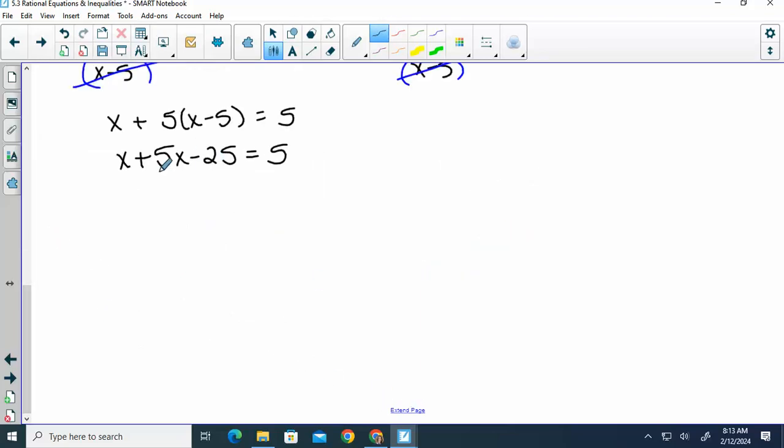So we get 6x equals 30. So x is 5. What does that tell me? No solution, because we know 5 makes the denominator 0. So that answer is not possible. Any questions there? Another one.